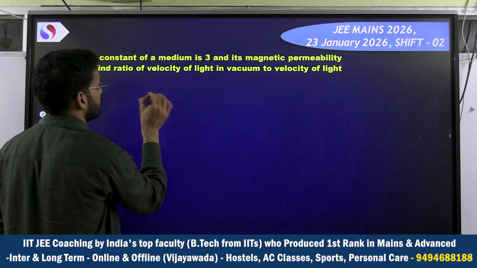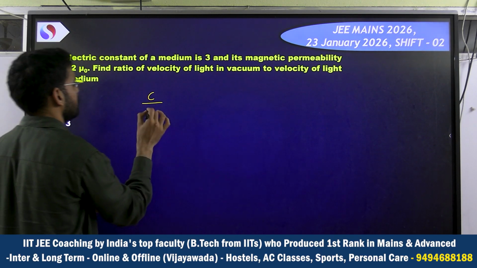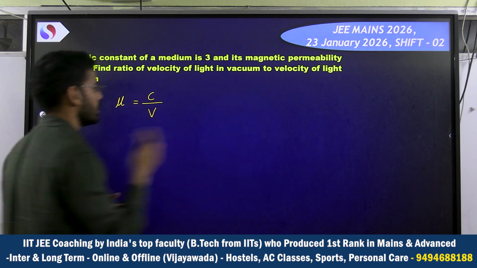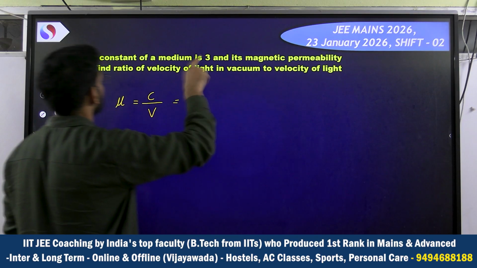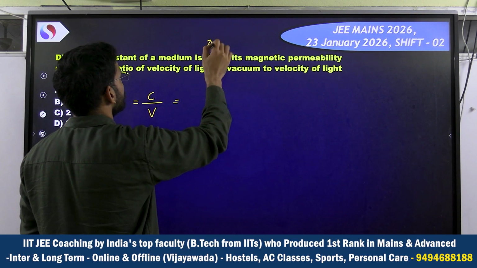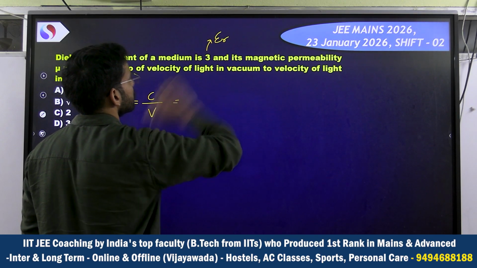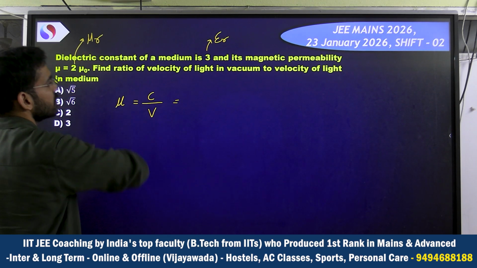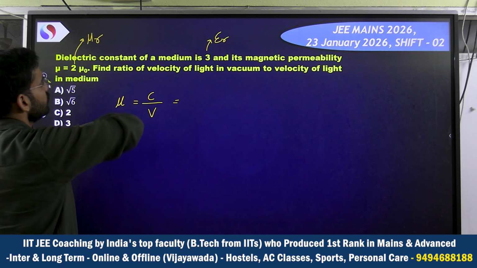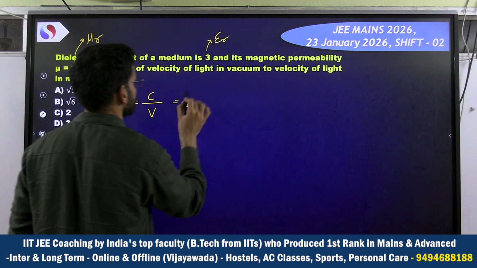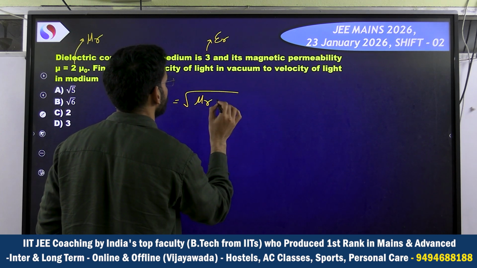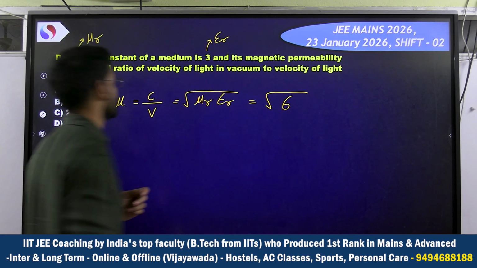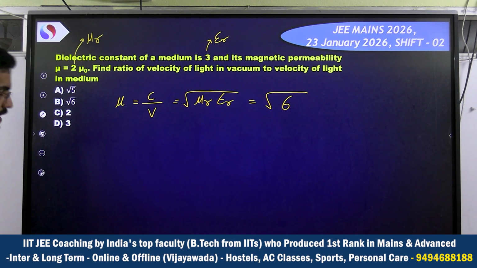Velocity of light in vacuum, C, over velocity of light in any medium, that is nothing but the refractive index, right? So the refractive index formula: he is talking about the dielectric constant, that is epsilon r, and here mu r, the relative permeability, is 2, and here this is 3. So this is nothing but the square root of mu r into epsilon r. So what is that? Under root 6, 2 into 3. Got it? So root 6 is your answer, B option.